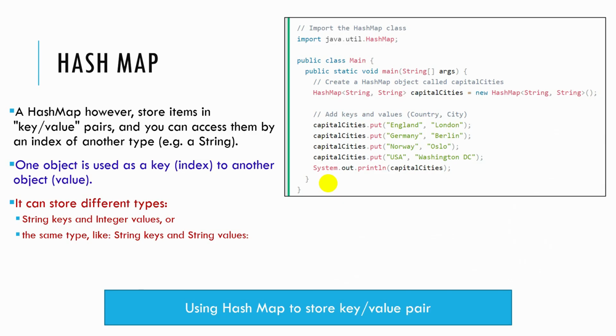Good morning, everyone. Welcome back to our video about object-oriented programming using Java. In this video, we're going to use the data structure called hash map.